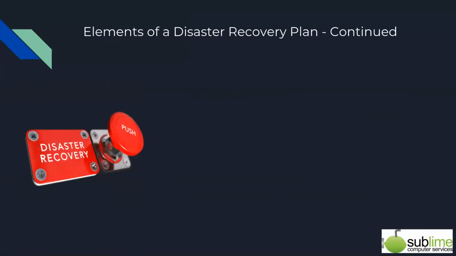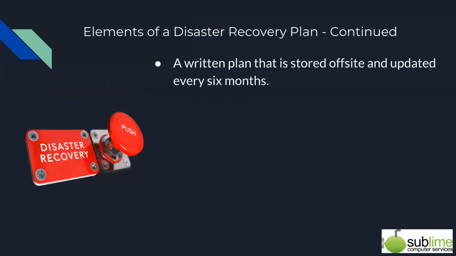Okay, continuing on with the plan. You need to have a written plan that is stored offsite and updated every 6 months. So that means you've got this thing assembled, you've got all the people that are involved, you've got all the things that are involved to do, but things change, vendors change, business models change, offices get opened up. So you want to make sure to have a regular update of the plan.